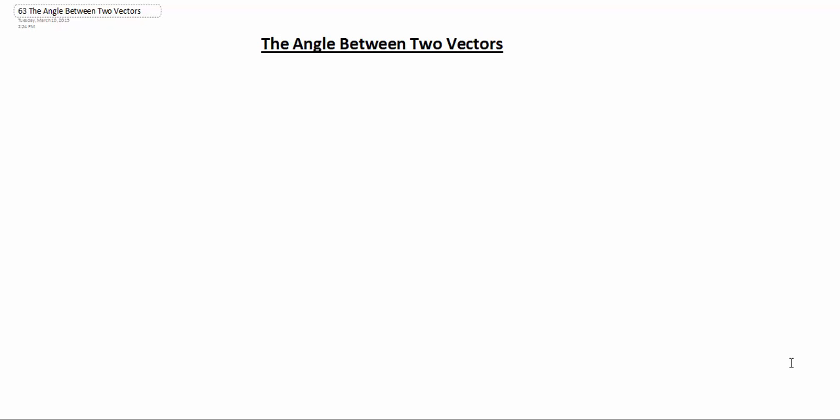Here we're going to look at how we can find the angle between two vectors. So if we're given the following two vectors, let's say one vector here, we'll call this one u, and we have another vector here, maybe vector v, we want to be able to calculate what is the angle between these two vectors.